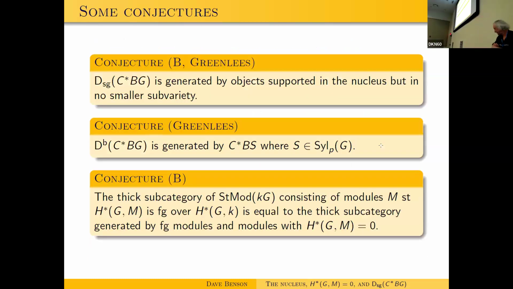Here's the conjecture. The singularity category is generated by objects supported in the nucleus, but in no smaller subvariety. So the conjecture is that it's generated by objects supported in the nucleus, but for no smaller subvariety is it generated by objects with support in that smaller subvariety. So in some sense, you really want to say the support of the singularity category is the nucleus.